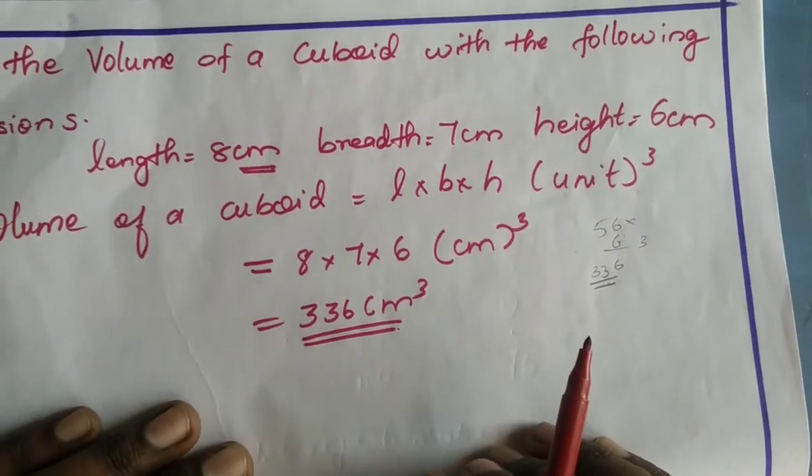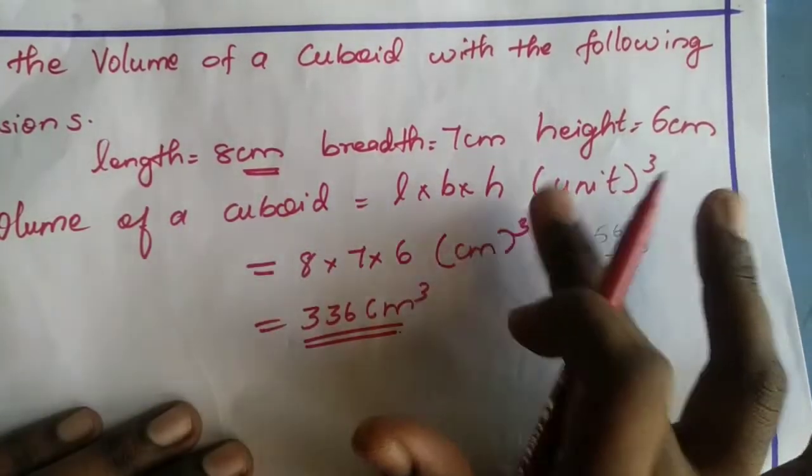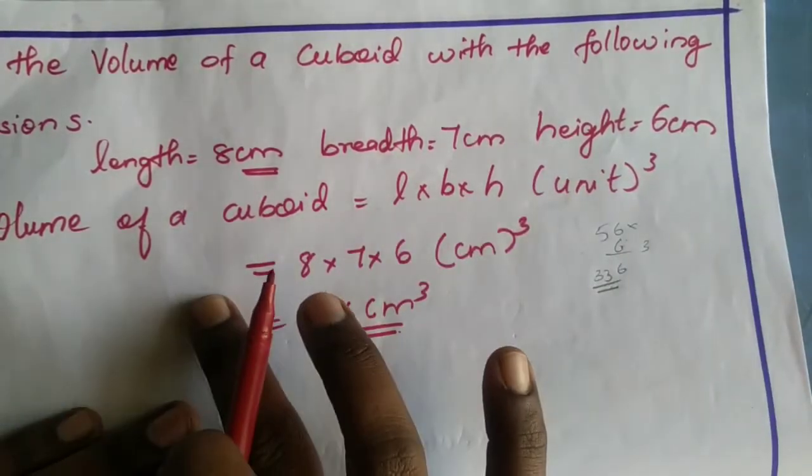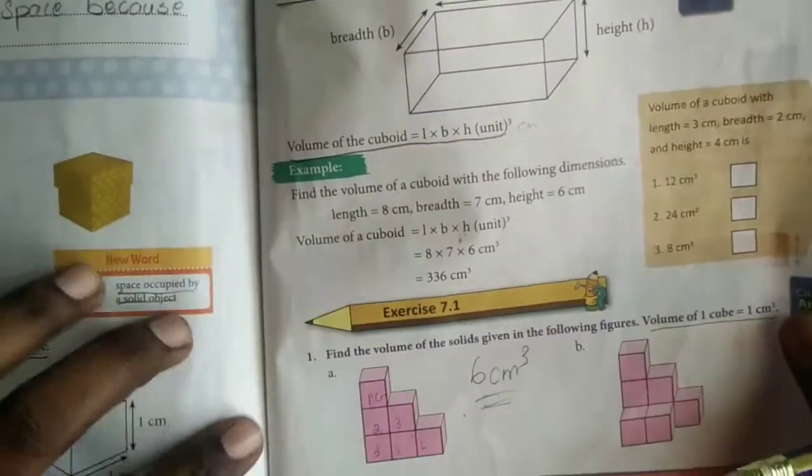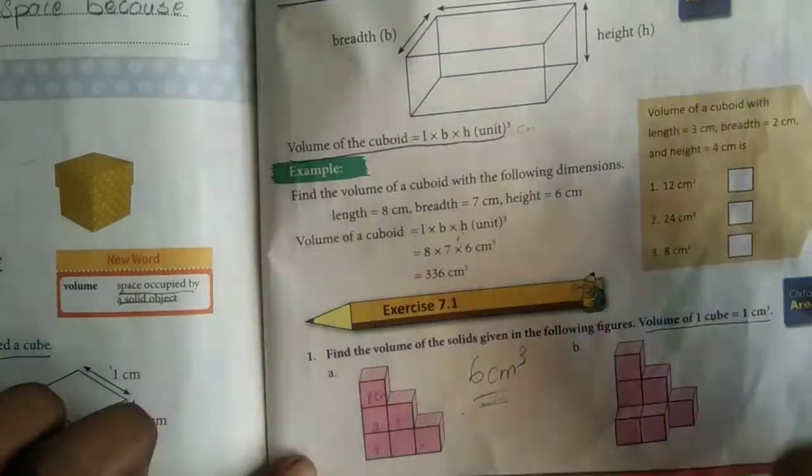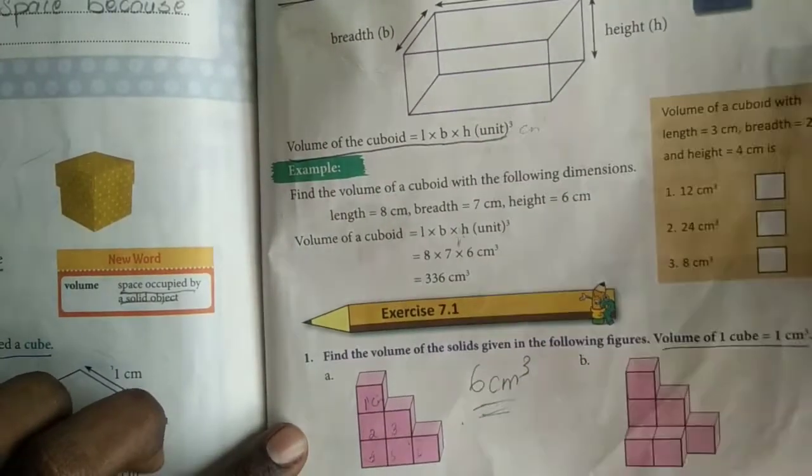Very simple, right guys. So don't forget to study this formula. Length into breadth into height is the formula for volume of a cuboid. Guys, please finish the remaining exercise 7.1.